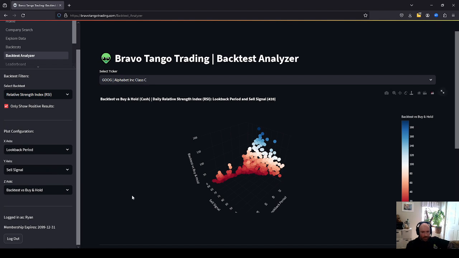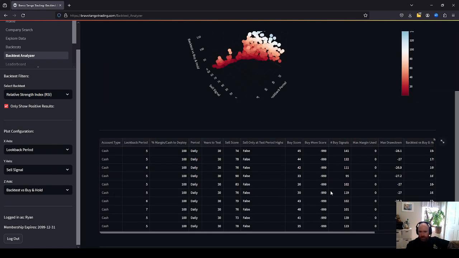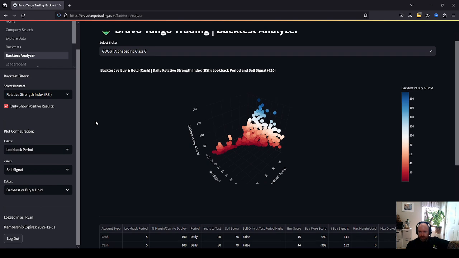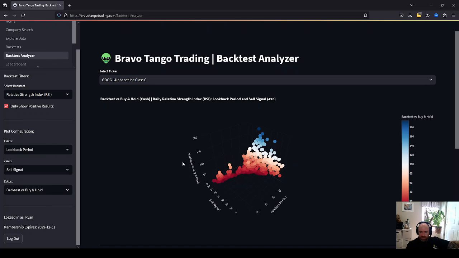Below here, you do have all of the data. If you prefer Excel, just click into this, press Control A to select everything, Control C to copy it, paste it into Excel, and throw some formulas or conditional formatting at it if you prefer. But this part of the platform was specifically put together so that we could visualize what's going on with some of these backtests rather than just looking at a flat Excel file.